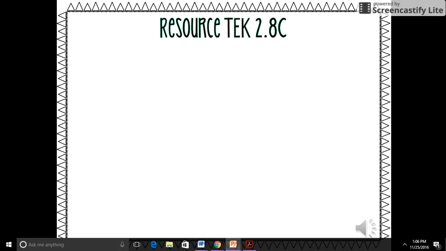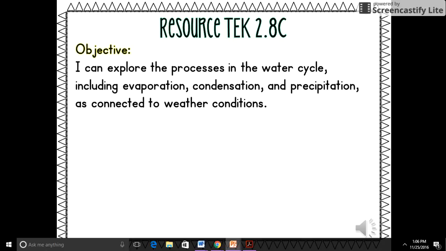In this presentation, you're going to be learning about TEK 2.8c. I'm going to read the objective. Please listen. I can explore the processes in the water cycle, including evaporation, condensation, and precipitation, as connected to weather conditions. Now let's read that again all together. I can explore the processes in the water cycle, including evaporation, condensation, and precipitation, as connected to weather conditions.